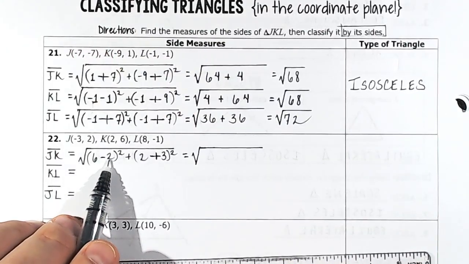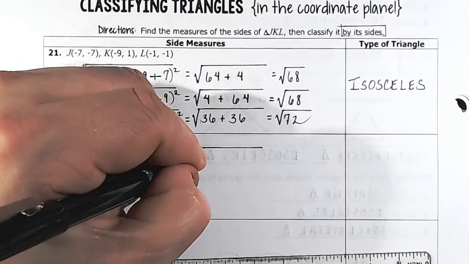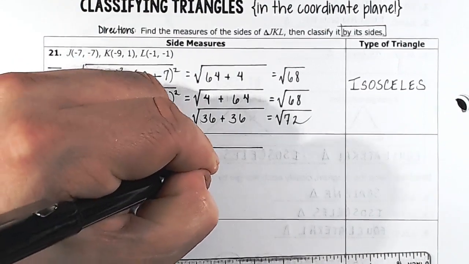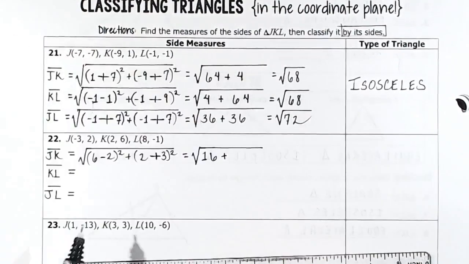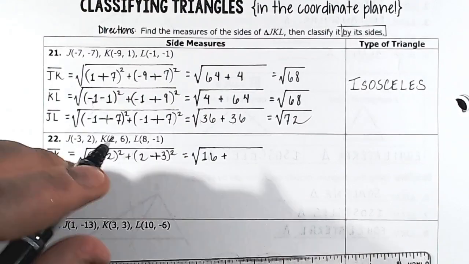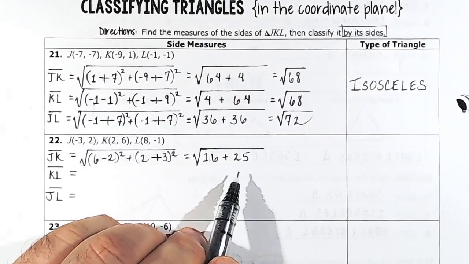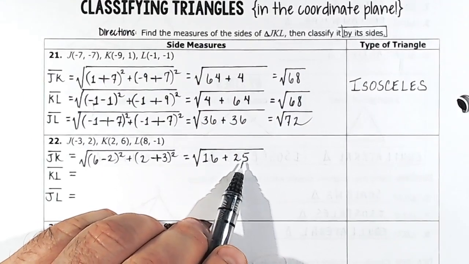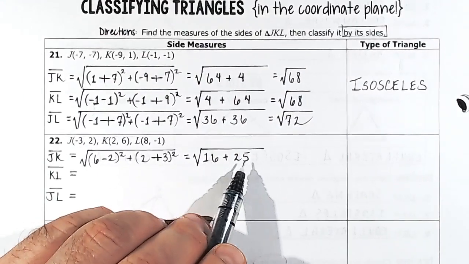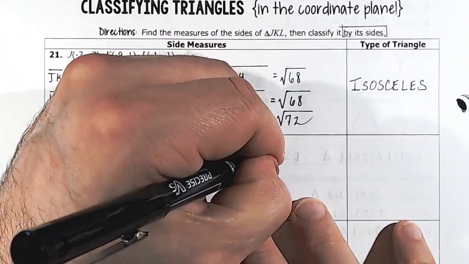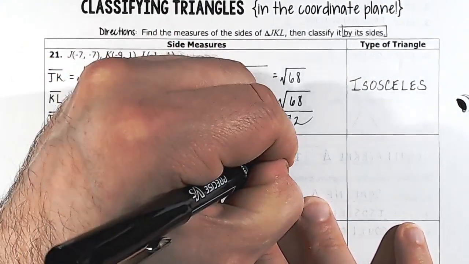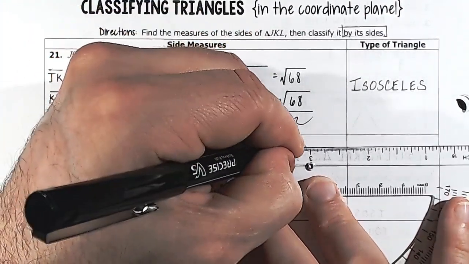6 minus 2 is 4, and 4 squared is 16. 2 plus 3 is 5, and 5 squared is 25. 16 plus 25 is 41, so this can be simplified to the square root of 41.